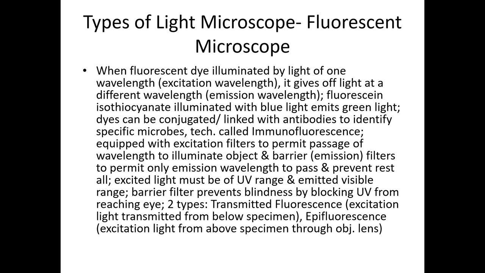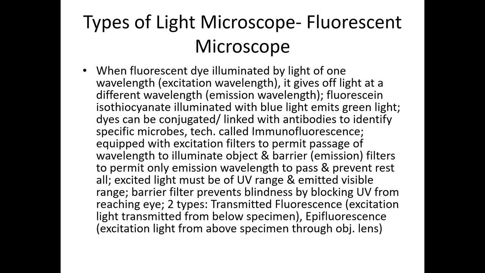So in case the excitation light must be of UV range and the emitted light is visible range, the barrier filter or the emission filter will prevent blindness by blocking UV light from entering into the eyes. That is the specialty of these two filters. Fluorescent microscopes are provided with two types of filters, the excitation filter and the emission filter or barrier filter. The excitation filter will only permit the passage of light which is used to illuminate the object, whereas the emission filter will only permit the passage of light with emission wavelength in order to observe the specimen.